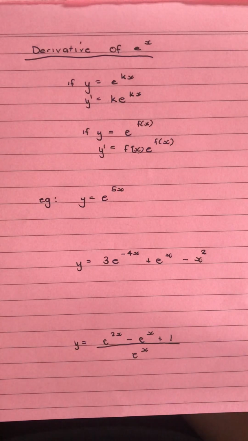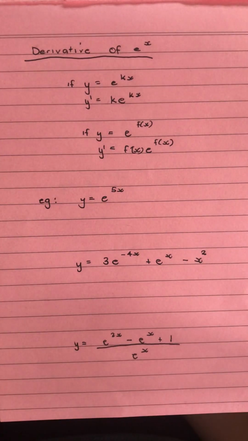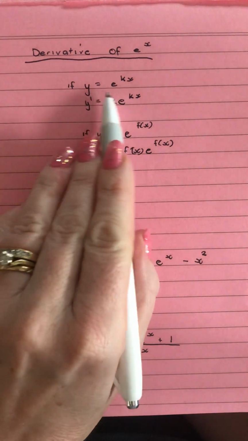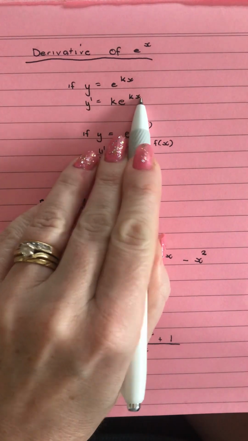Okay, in this video we're looking at derivatives of e to the x. Now this relates to our Unit 3 work for maths methods. So we've got a few things that we know about e to the x. If we have y equals e to the kx, its derivative is going to be ke to the kx.